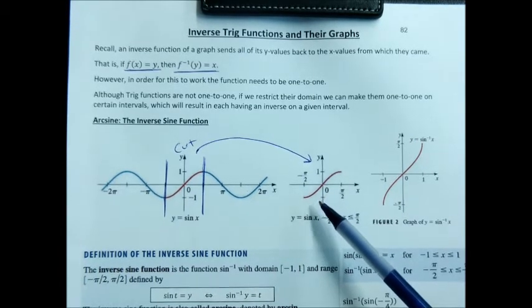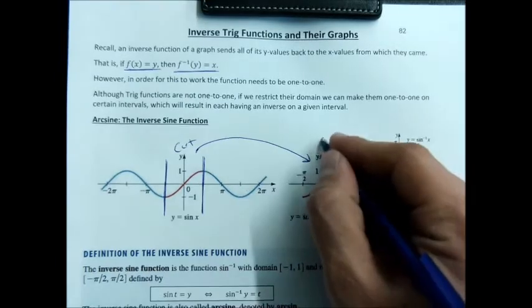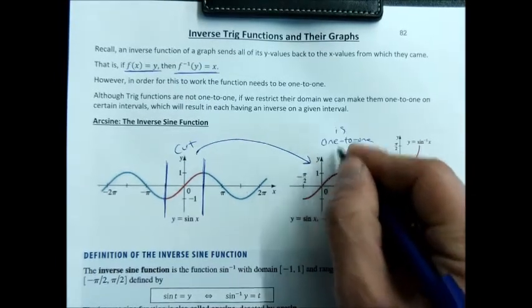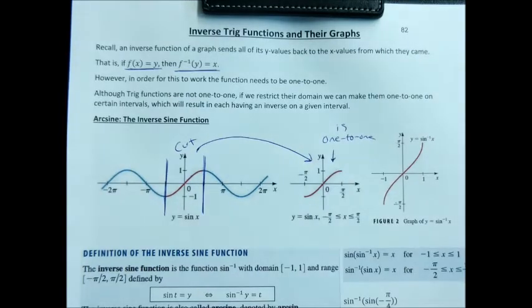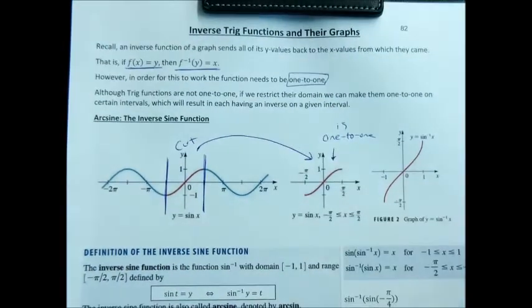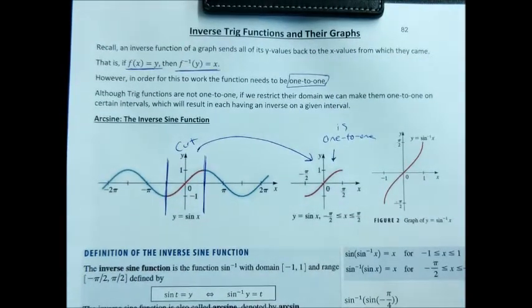And now we have an inverse of this piece, right? This graph now is one-to-one, and so we have an inverse of that thing. That's how we can even talk about an inverse sine, by cutting off most of it and focusing in on just one one-to-one piece, right? We need to have a one-to-one piece. Does that make sense? Any questions about that?